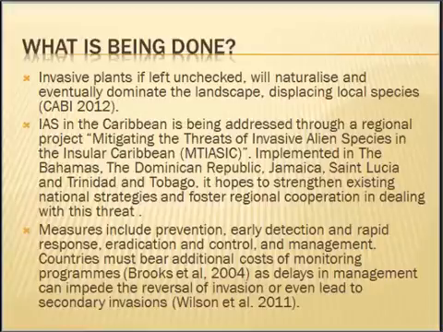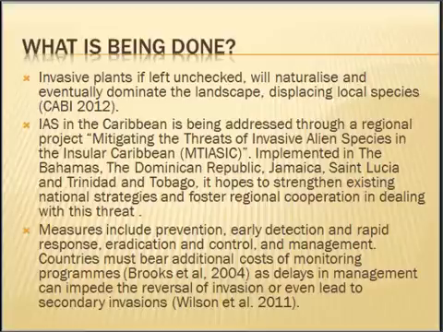What is being done to manage Acacia mangium locally? Invasive plants, if left unchecked, will naturalize and eventually dominate the landscape, displacing local species. Invasive alien species in the Caribbean are being addressed through a regional project, mitigating the threat of invasive alien species in the insular Caribbean. The project has been implemented in the Bahamas, the Dominican Republic, Jamaica, St. Lucia, and Trinidad and Tobago.